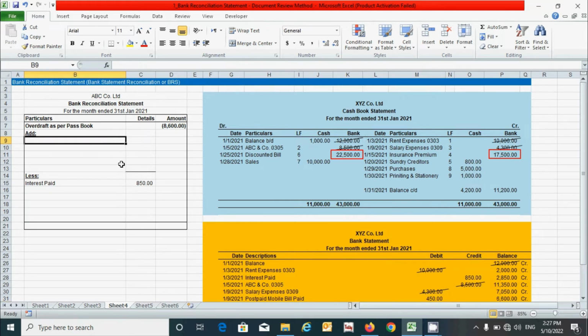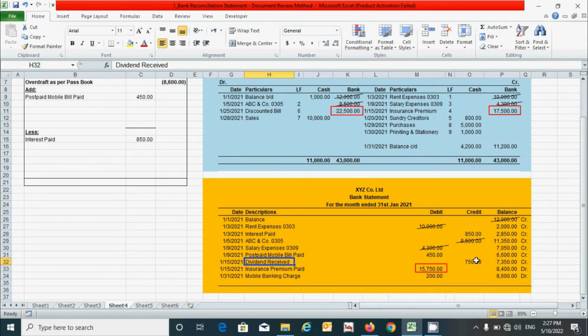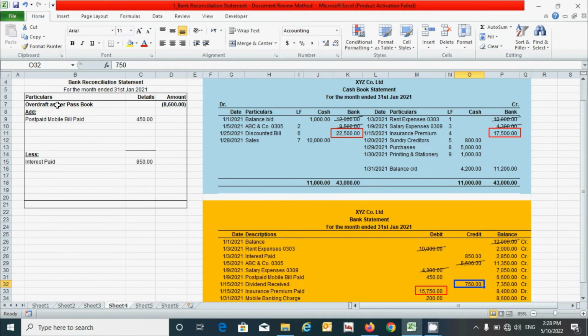So for this, type the postpaid mobile bill paid. How much? 450. Similarly, the third transaction is dividend received. This is our income, and this income will be added in the cash book but less in the passbook. So based on the above selected statement, we have to put this transaction under the less sections.